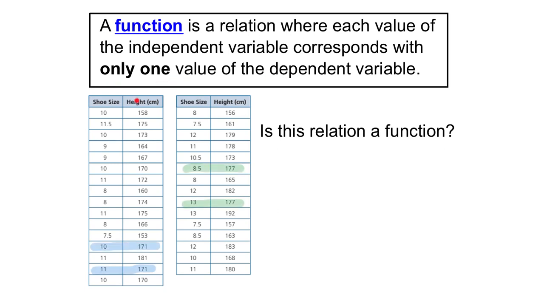Well, if I look at my heights, here's an instance where these two people have the same height, but they have a different shoe size. Here's another instance. These two people have the same height, but a different shoe size. So, for one value of the independent variable, there are more than one corresponding values of the dependent variable. So, this is not a function.